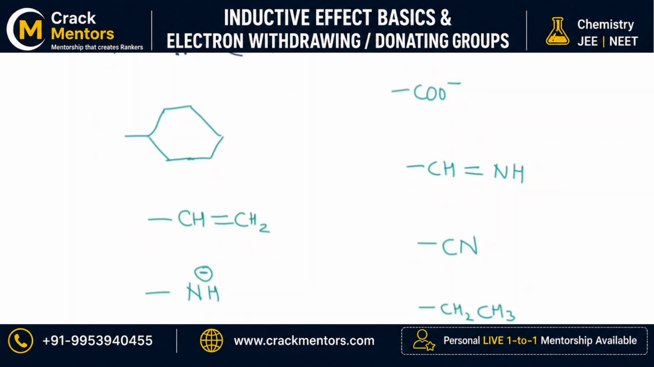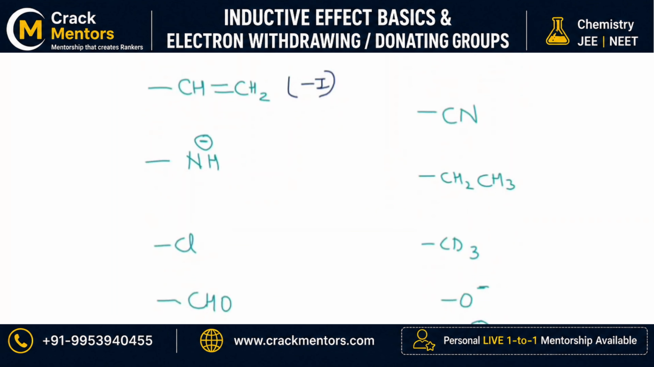This is an alkyl group, and we know alkyl groups are electron donating. Here it is CH double bond CH2, meaning alkene is there. So it doesn't want to donate its electrons, right? It wants anything to come and react with it, so that it can become saturated. So it is again minus I, it is not plus I. In NH minus it is a negative charge, it can donate its electrons, right? So it is plus I.